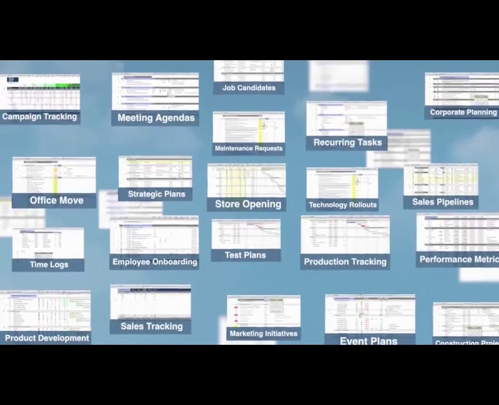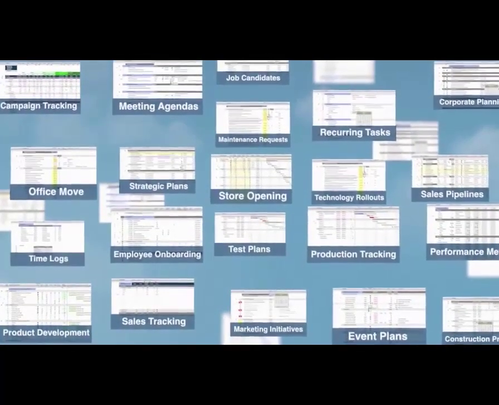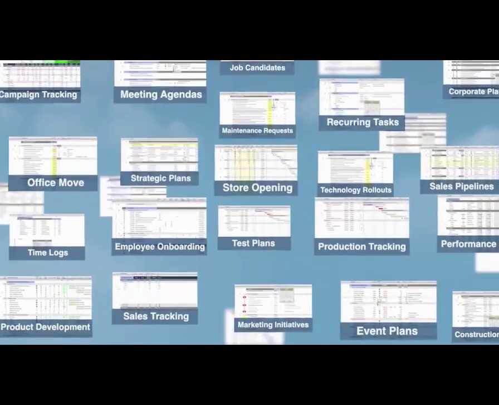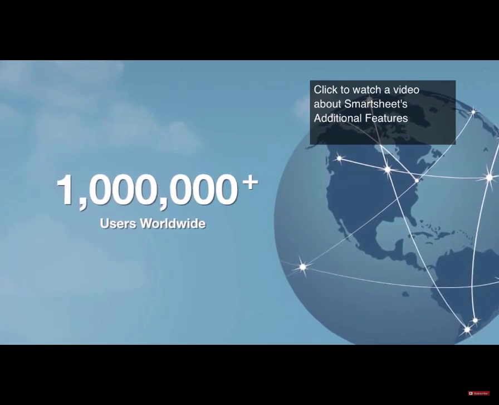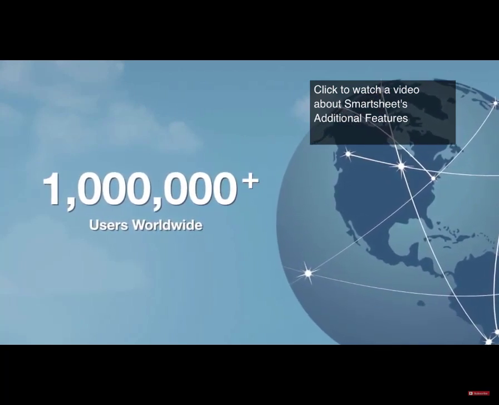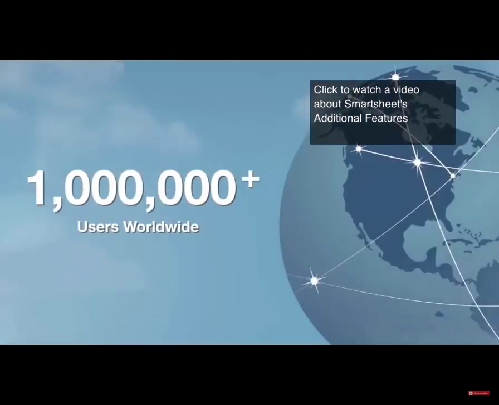Whether you have a large project, an ongoing process, or a simple checklist, Smartsheet gives you the power to work the way you want to, all with the simplicity of a spreadsheet. More than 1 million people around the world use Smartsheet for fast, secure work collaboration. We're glad to have you join us. Let's work together.